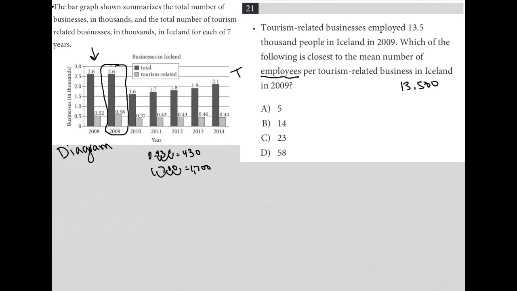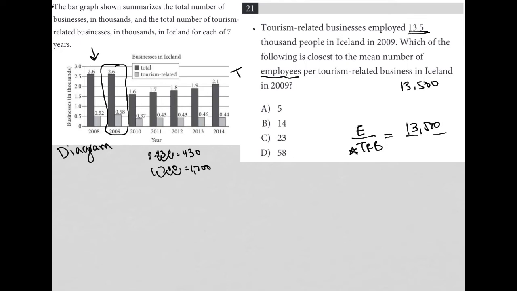So T for translate, employees, which I'll say E, per means divided by, tourism-related business, right? So I'll just say TRB in Iceland. So I know how many tourism-related employees there were because there's 13,500. So that's my numerator, 13,500. And then how many tourism-related businesses were there in 2009?